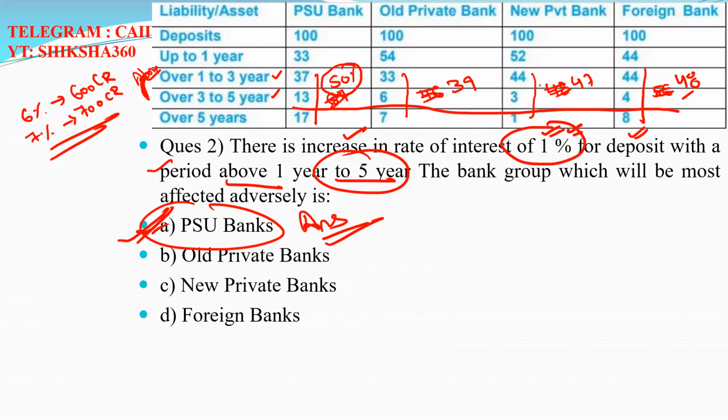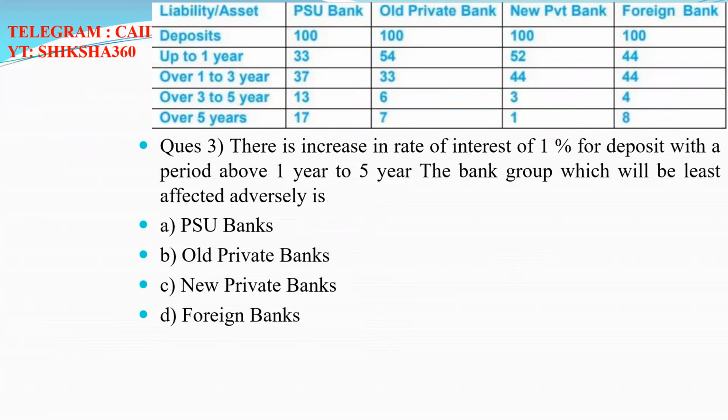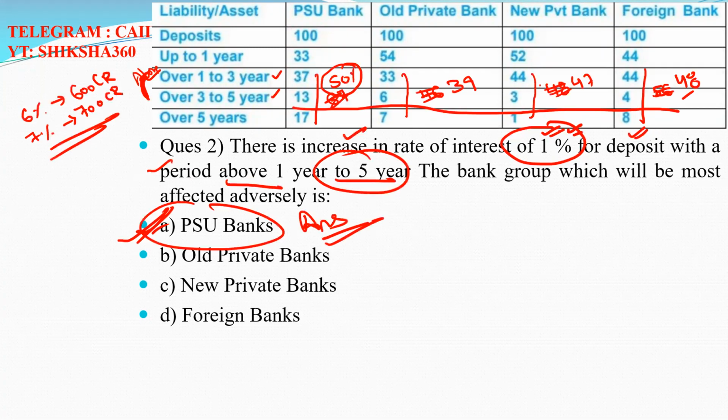Now move to the third question. Same question here. There is an increase in the rate of interest of 1% for deposits with a period above 1 year to 5 years. So now there is an increase in interest, same question with respect to the previous question.